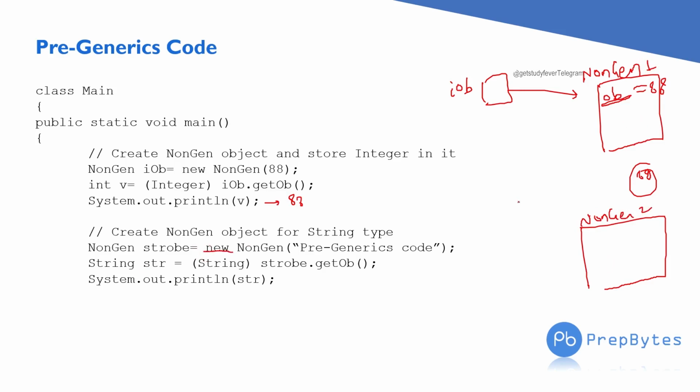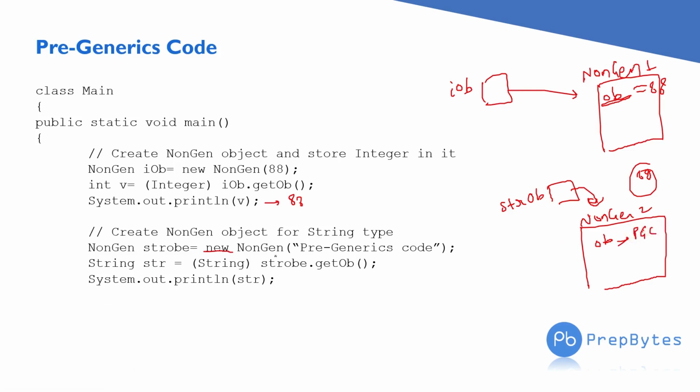My strOb is a reference variable that is referring to this object. Similarly, I have an OB, the instance variable, because every object contains its own copy. Now it will point to O, which will point to nothing but the string "pre-generics code". So OB is indirectly pointing to pre-generics code.